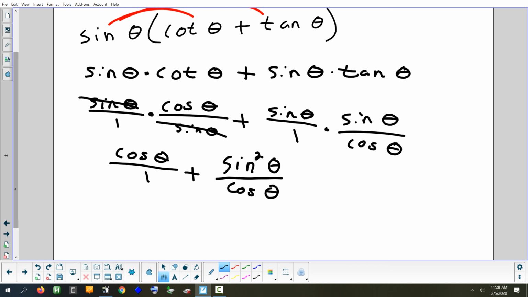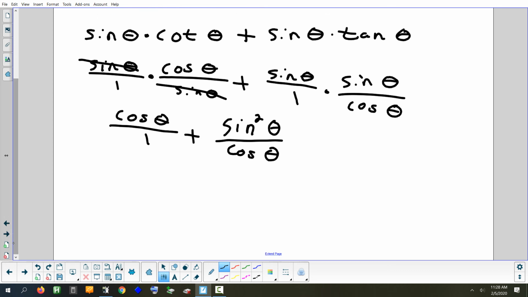Common denominator. Yes. So now we're going to find a common denominator. What's going to be my common denominator here? Cosine. You just take the two denominators you have and multiply them together. That's your common denominator.